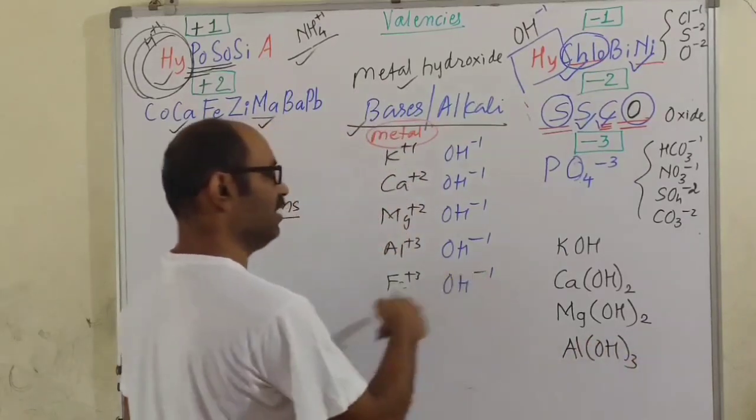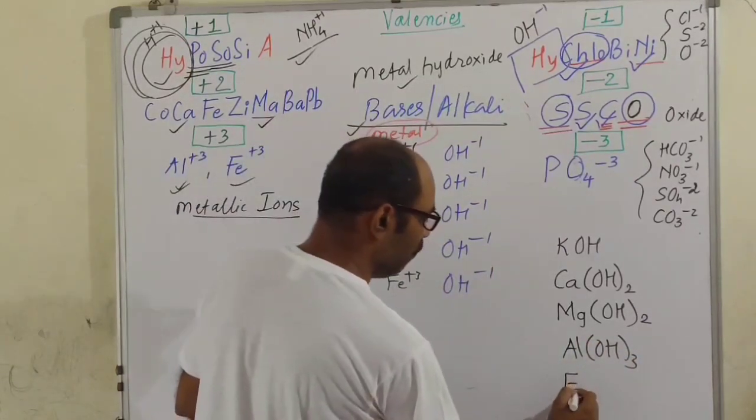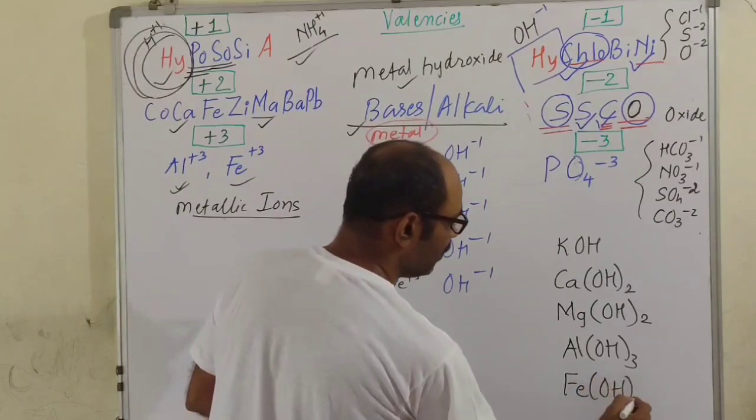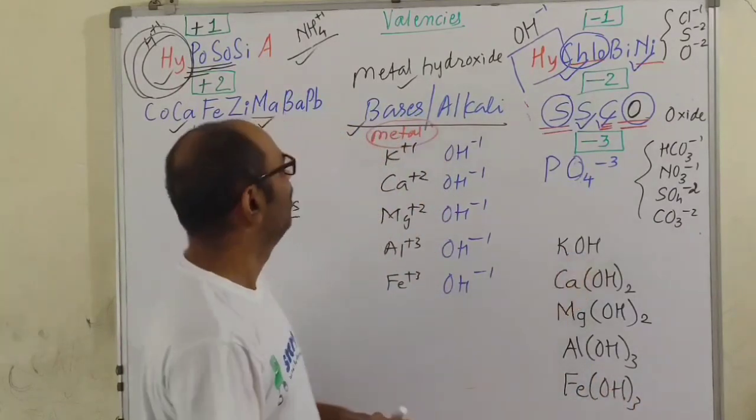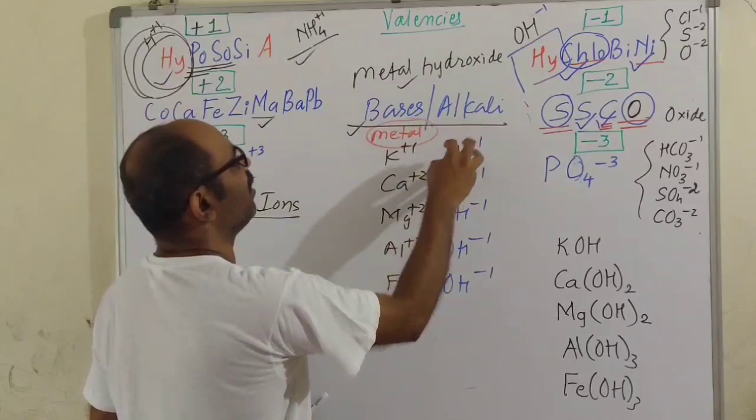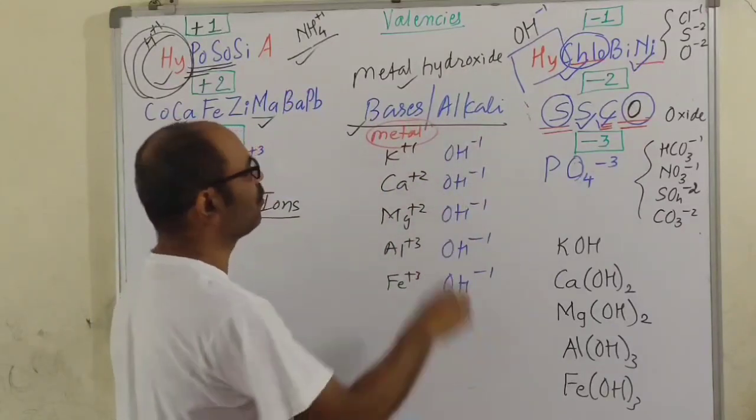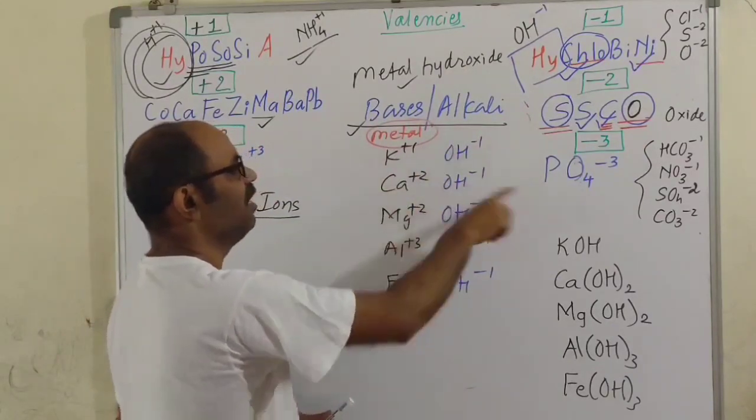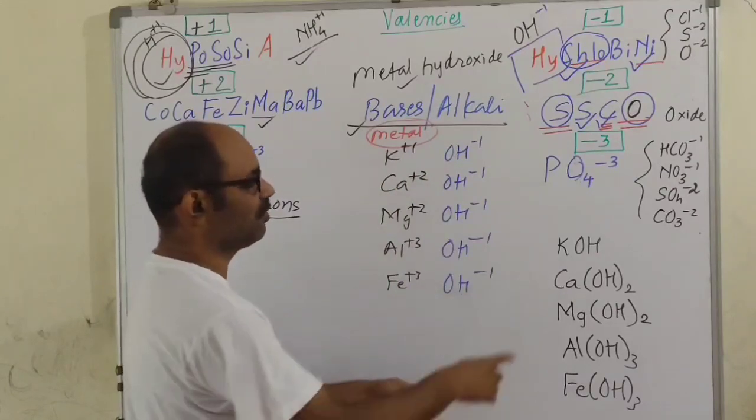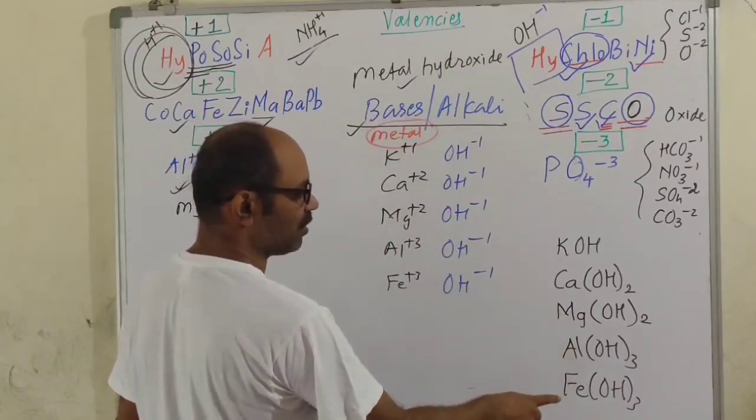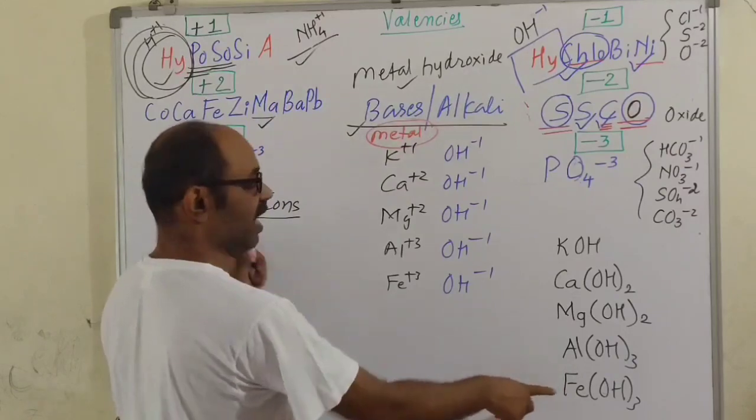All right. Same with Fe1 and OH thrice. What is the chemical name of this? Simple. ये potassium है, ये hydroxide है. So chemical name is potassium hydroxide. This is calcium and this is hydroxide. So chemical name of this is calcium hydroxide, magnesium hydroxide, aluminium hydroxide, ferric hydroxide.